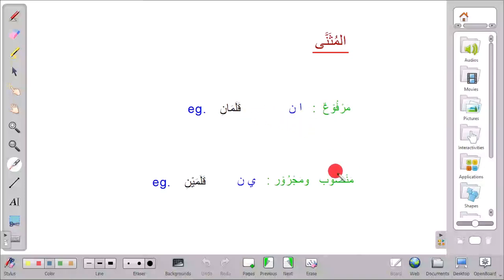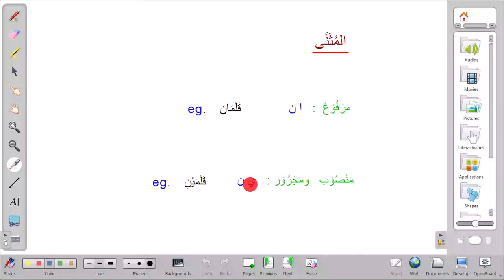Now when it is mansub, example, maf'ulun bihi is always mansub, like the object. If I want to say I bought 2 pens, it is now the object. So ishtaraitu, you will say kalamaini, not kalamani, because it is mansub. So we say it is mansub biliyai. The same way when it is majrur, it is also majrur biliyai.